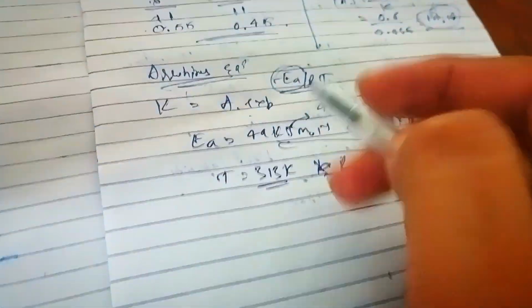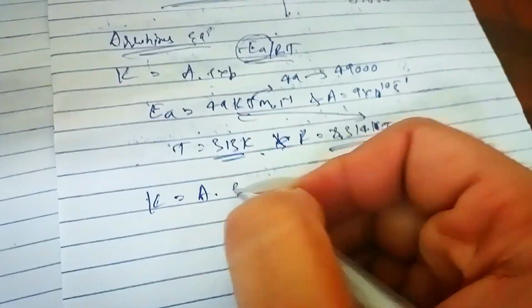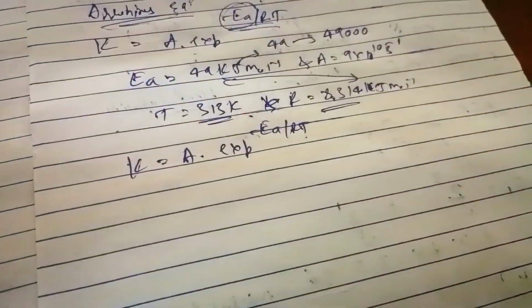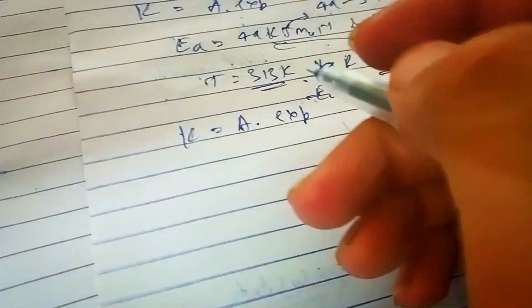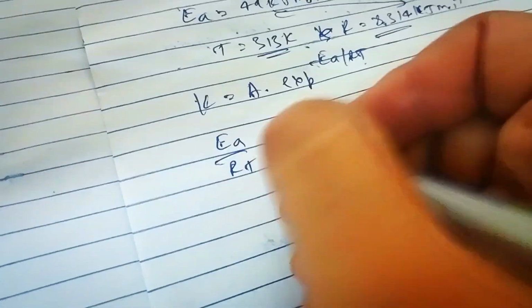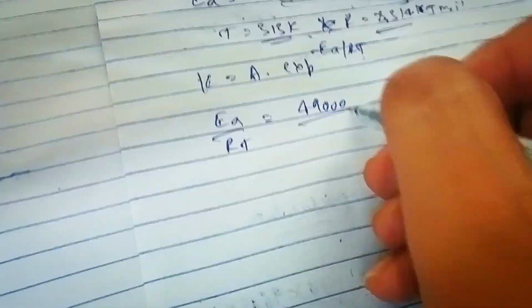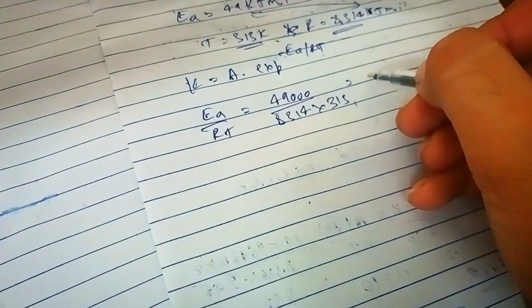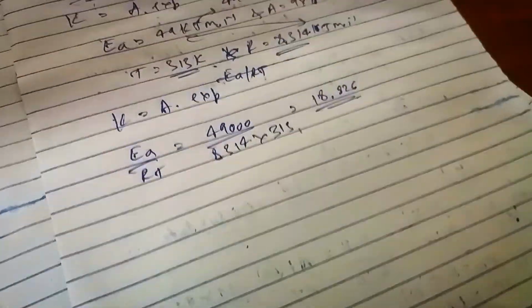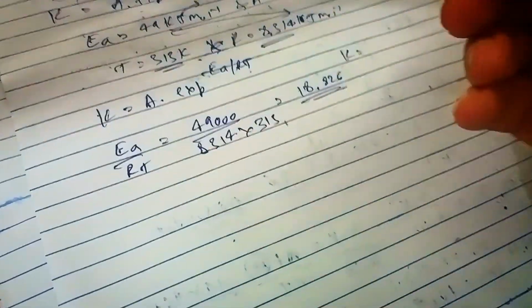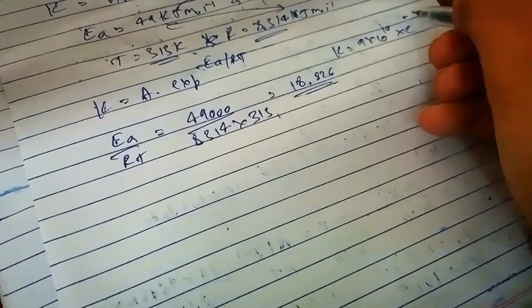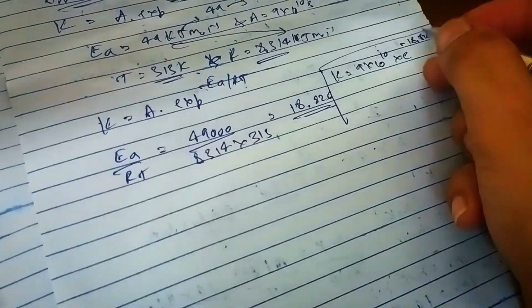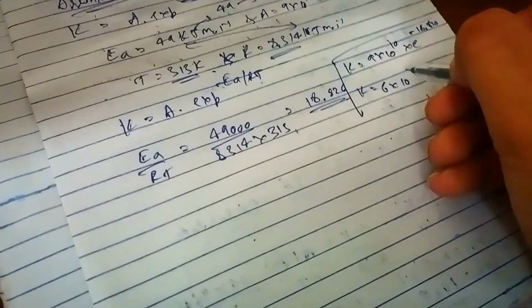So by putting all these values into K equal to A into exponential of minus EA divided by RT, we get EA divided by RT equal to 49,000 divided by 8.314 into 313, which is about 18. So K is equal to 9 into 10 raised to 10 into e raised to minus 18, so that K is equal to 6 into 10 raised to 2 per second.